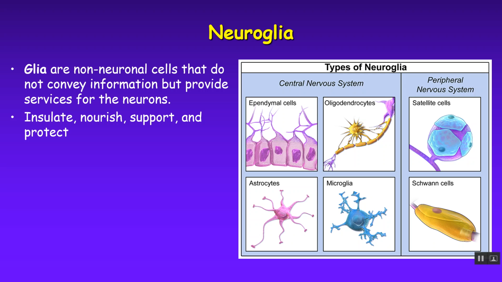The ependymal cells that you're seeing up there line the ventricles where your cerebrospinal fluid is. There's a little layer of cells there that line that. The oligodendrocytes in the central nervous system form the insulation around the axons in the central nervous system, your brain and spinal cord, that allows your signals to be sent faster.